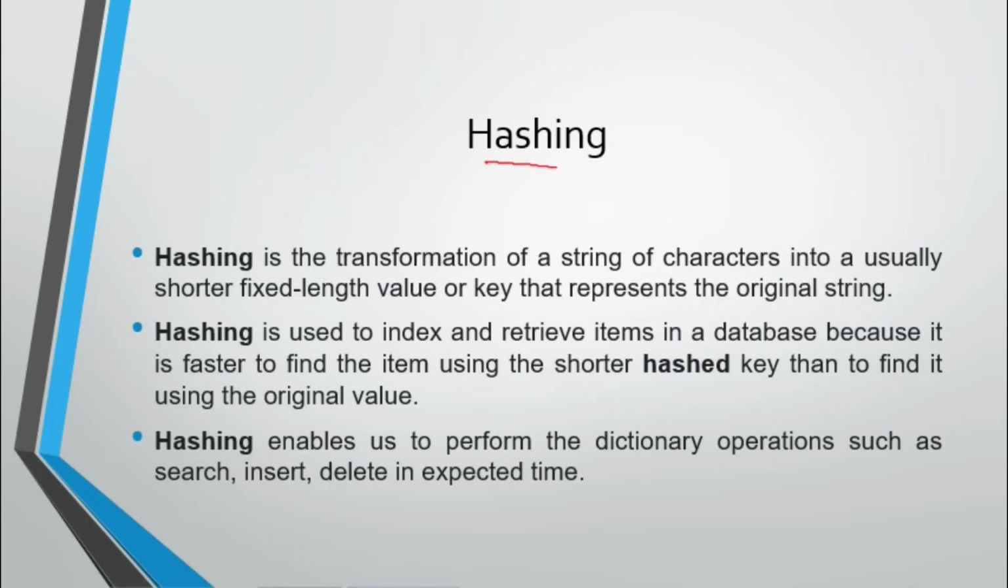Okay, so what is hashing? Hashing is a transformation of a string of characters. That means you have a continuous string of characters, turned into a usually shorter fixed length value or key that represents the original string. For example, say I have a string of characters. It may be A, B, C, D, anything. These are a string of characters which are continuous in nature.